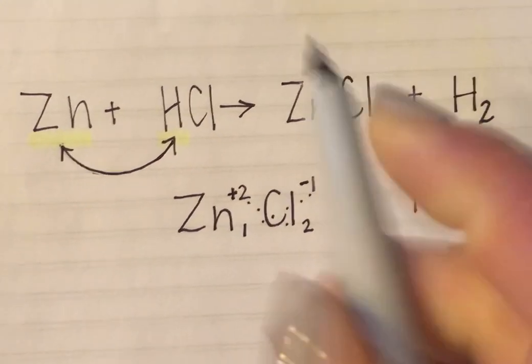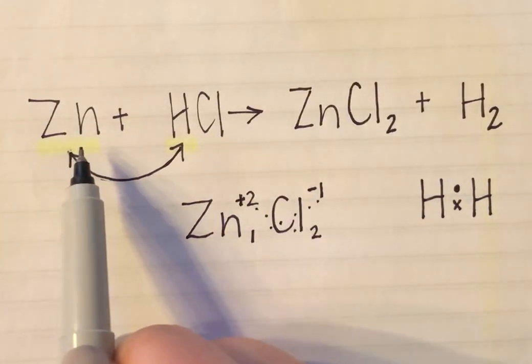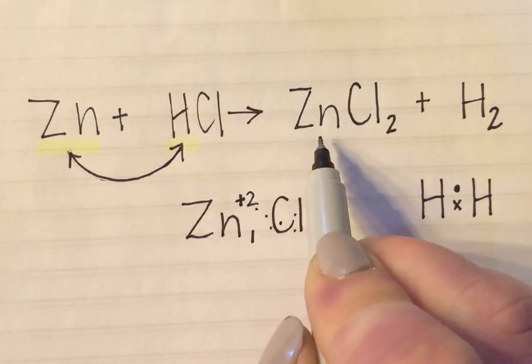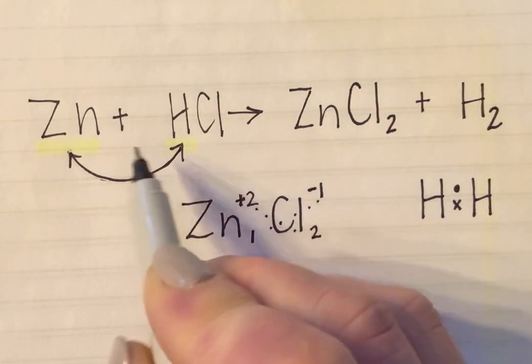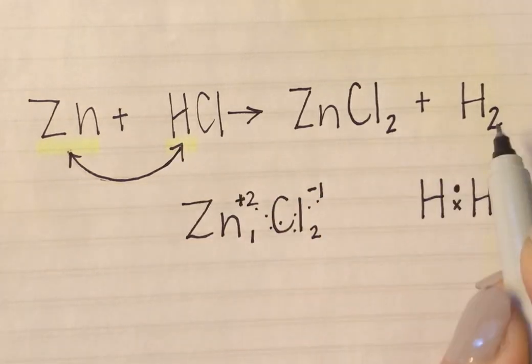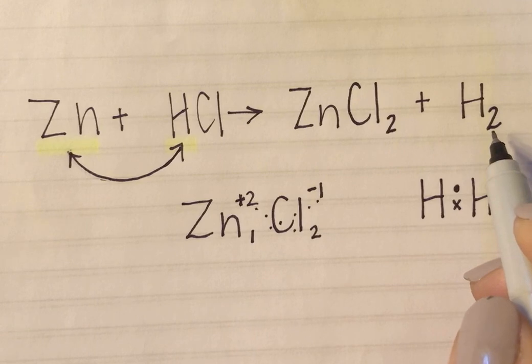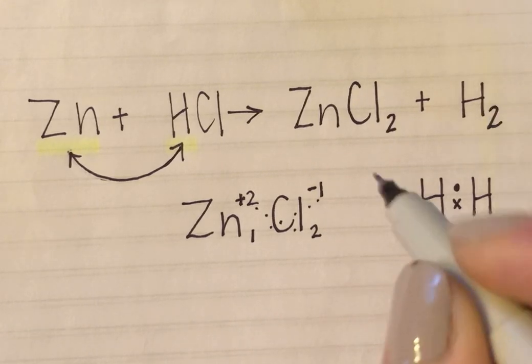All right, now back to the reaction. We notice that on this side we have a zinc metal. We also have a zinc metal on this side. We've got 1 hydrogen on this side, however on this side we have 2, which means we need to do some balancing in order to conserve our mass.